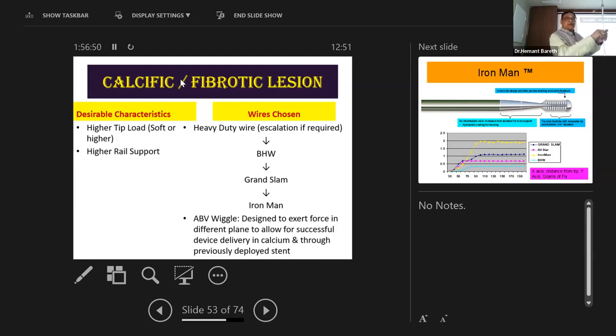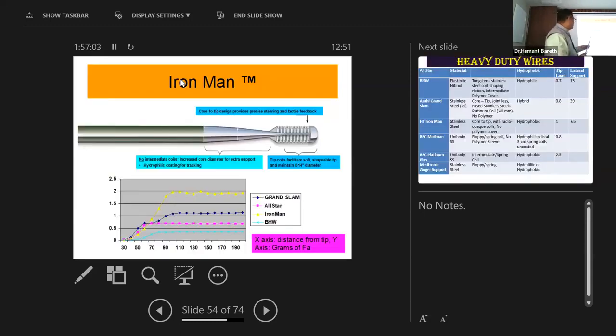The other thing is, again, if there is a calcific lesion and you just want to take a different direction, you take a wiggle wire. When the wiggle wire gets stuck on the calcium, you push and it moves away from the calcium and enters another lumen, and through that lumen it goes. So you can use a wiggle wire for this kind of thing also. So this is the Iron Man wire, as I said.